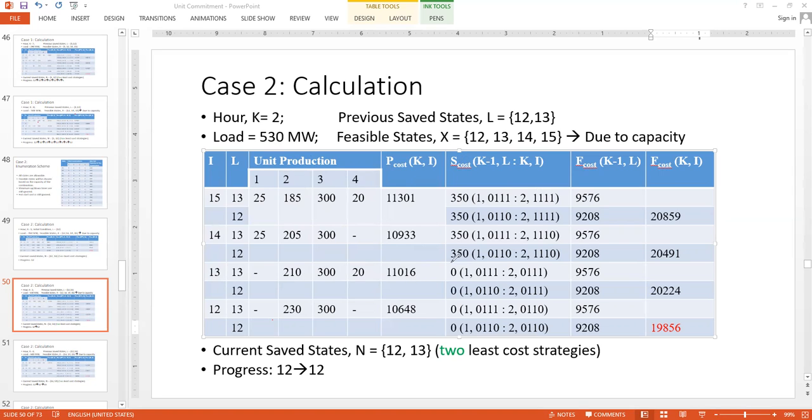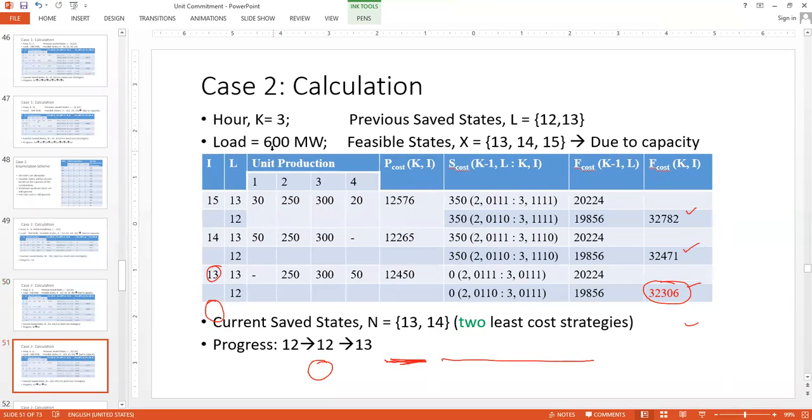Calculate P cost, get the S cost, take the F cost from the previous step, and you add up, and you compare this one and this one, and you will see that this one is the lower one. So I'm staying with the lower one. I'm only storing the lower value. And similarly, you calculate for the other 4 combinations, and you get 2 more values here. So in total, you have 4 values under the F cost column. And again, you see the winner is 12. So the progress would be 12. You store the 2 least cost strategies. So the 2 least cost strategies are 13 and 12. So again, 12 and 13 are stored.